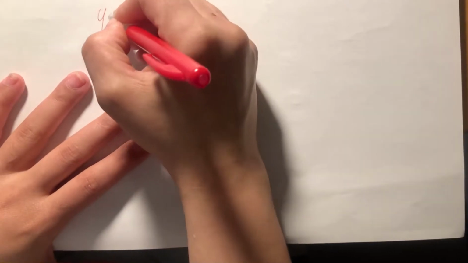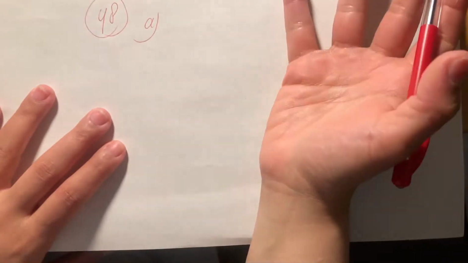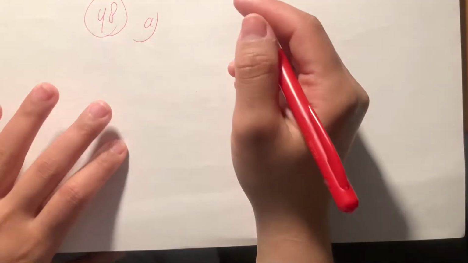Okay guys, I will explain a little part of 48. So exercise 48, the first one. Calculate 4% of 1,000. Do not round the result.